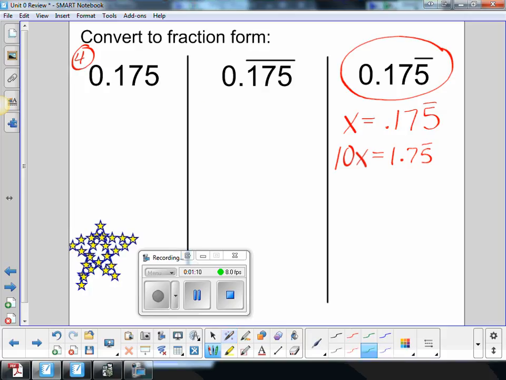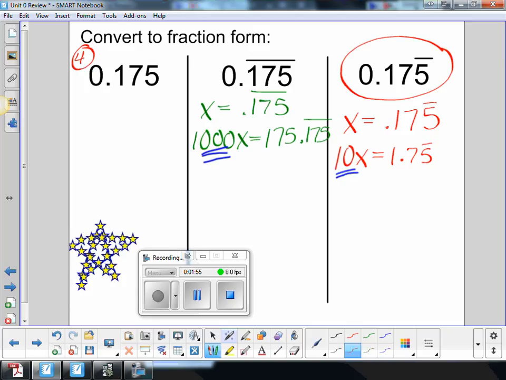While we're here, let's go over to the middle one and show you how this problem would be a little bit different. For that one, 175, all 3 digits are repeating. So instead of multiplying both sides by 10, you multiply by 10 cubed, or 1,000. That's going to make this 175.175175, and that 175 is what repeats. Okay? Now we'll go back to the red one. You can see how the two problems are different. The one on the right, we multiplied by 10. The one on the left, we multiplied by 1,000. Okay?